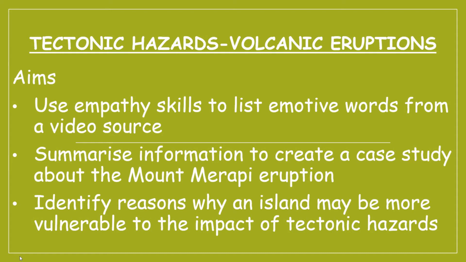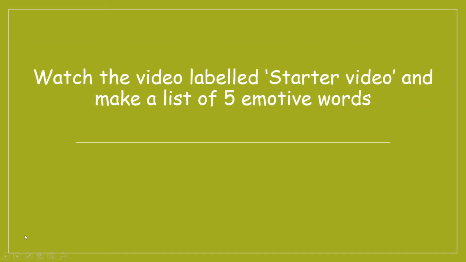Okay, so first off, what I'd like you to do in this lesson folder on Moodle on the study zone, there's a video called Starter Video, and I'd like you to watch that and make a list of 5 emotive words. Now, an emotive word is a describing word, usually an adjective, that's linked to your emotions. So things like horrific, horrendous, disastrous, or spectacular, something that's really emotive as a describing word.